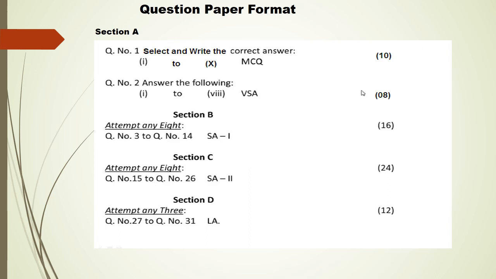In section B, 16 marks from question number 3 to 14. For section C, 15 to 26, 24 marks. This is the major chunk which you should aim for when you are trying to score very high. Section D, 27 to 31. Any 3 internal options are there, you will find, for 12 marks.